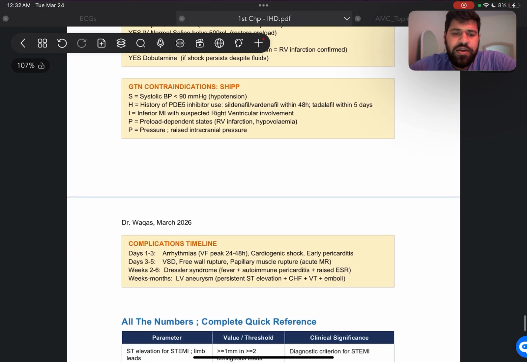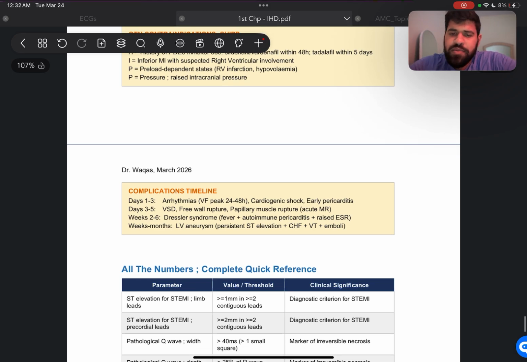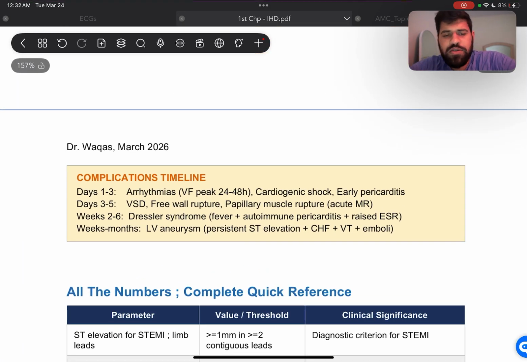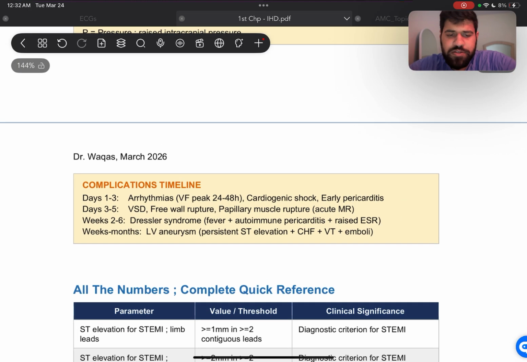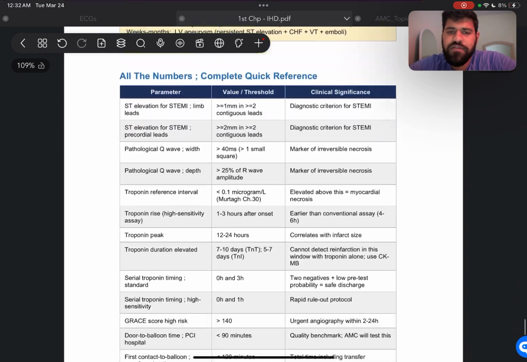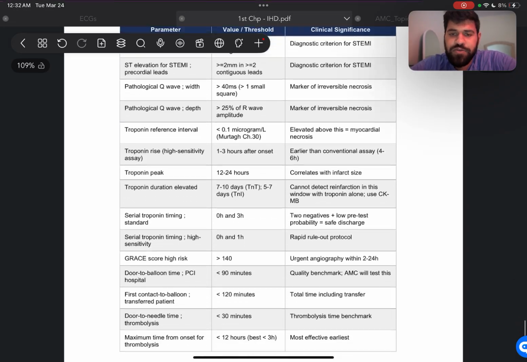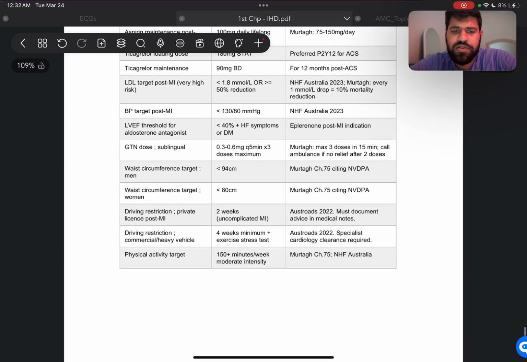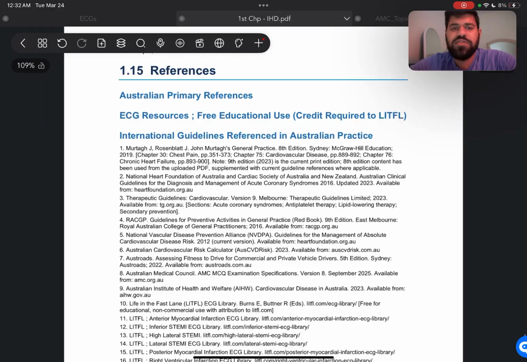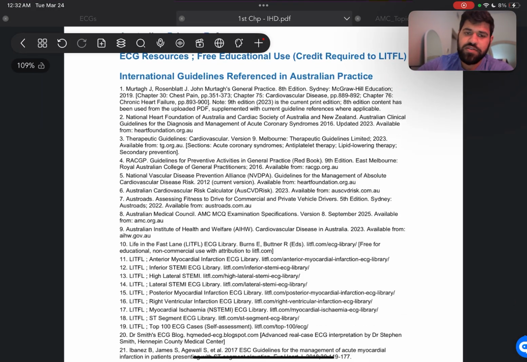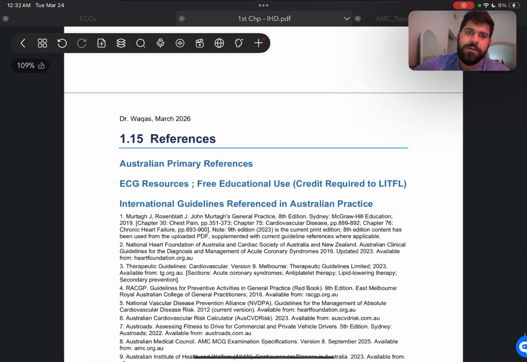All right. Now complication timeline, important as well: 1 to 3 weeks, 3 to 5, 2 to 6, and then weeks to months. And this is the reference table for all of the values and the time periods, and these are all of the references that I've used to form this one guidebook chapter.